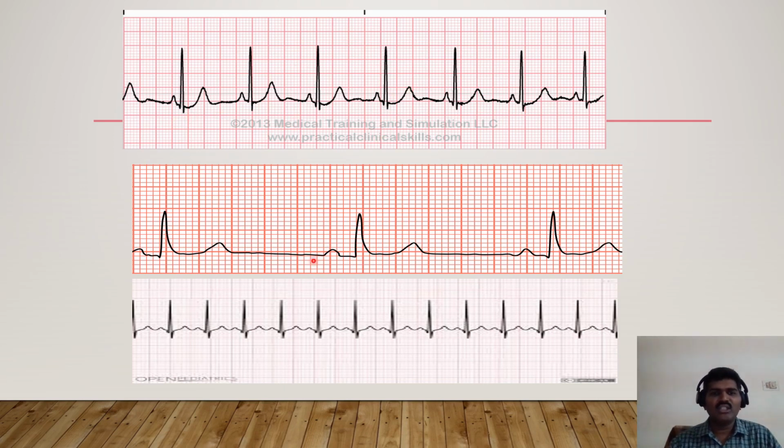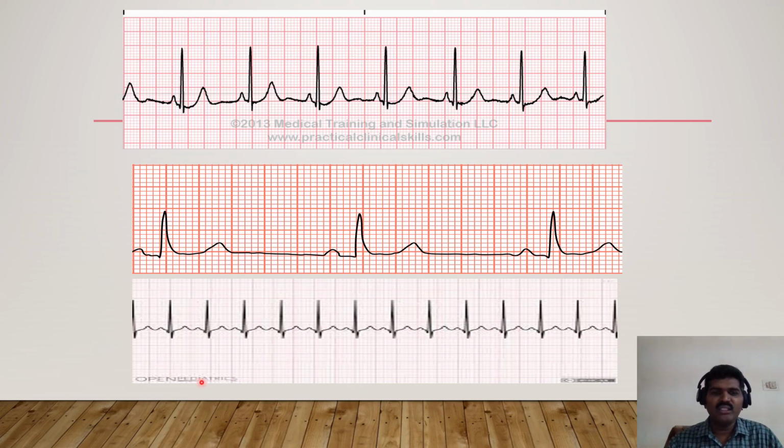The second ECG, there are only 3 waves visible. Yes, it's regular. The RR interval is equal. You have a P wave there, P wave here. P wave morphology looks similar. PR interval 1, 2, 3 boxes. Heart rate is 30. QRS duration 1, 2 small boxes, 0.08 seconds. So it is a sinus bradycardia.